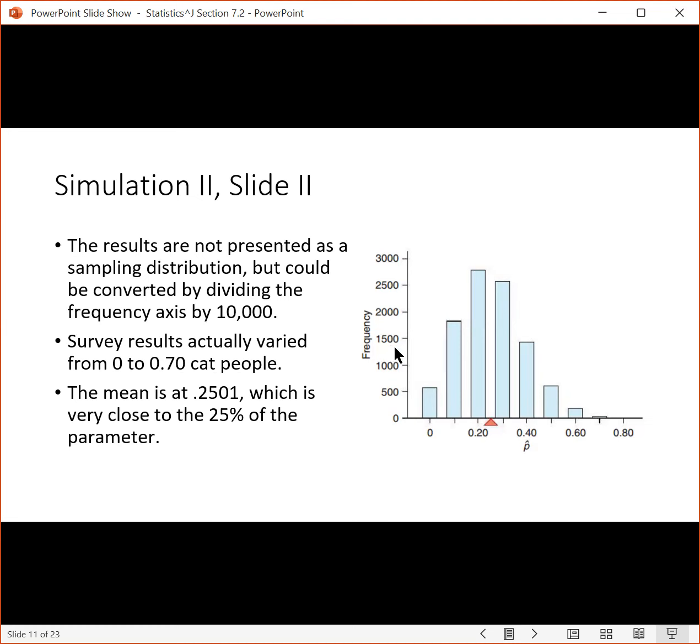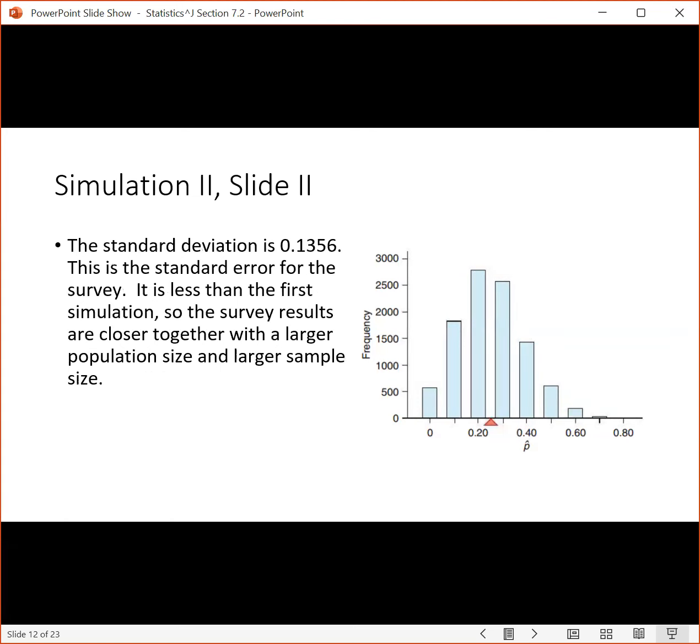If you look at the mean of this, it's highlighted by this red symbol. That's at 0.25, the fulcrum. That's the word I was looking for. It's at 0.2501, which is very close to the 25% of the parameter, which is what we expected. If it's unbiased, then we expect that the mean of our sampling distribution is going to be at the same level as the population parameter.